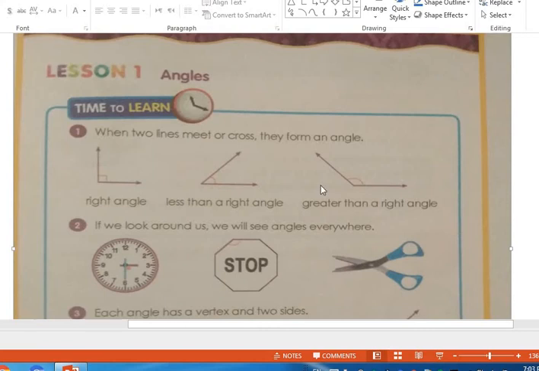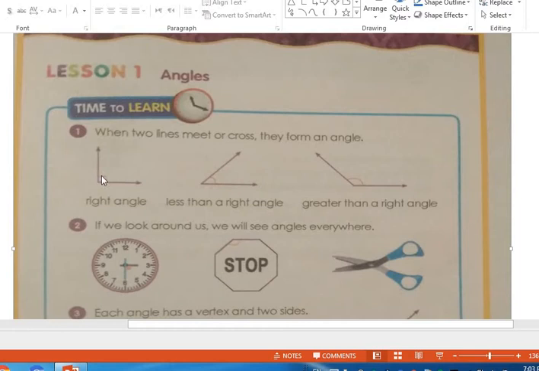I hope you're fine. Today we are going to learn about different types of angles. When two lines meet or cross, they form an angle. In this one, I have two lines. These two lines meet at a point and form inside what? An angle.